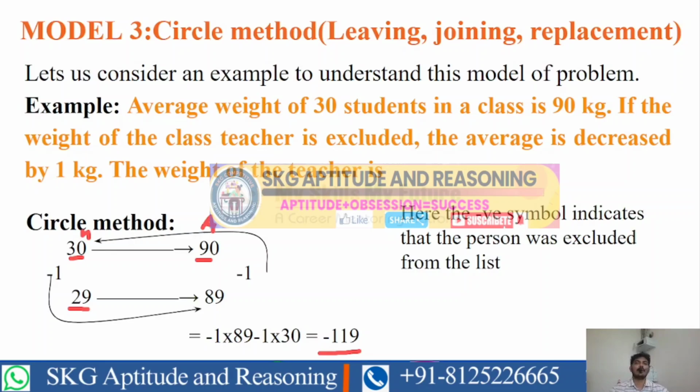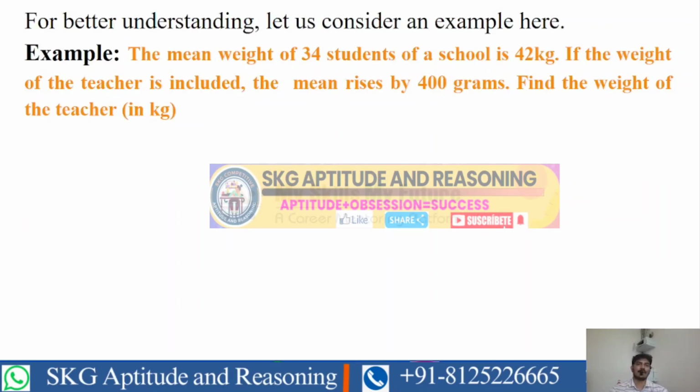Okay, we are moving to the next example problem. For better understanding, we are considering one more example. In the question, the mean or average, both represent the same thing. The weight of 34 students is given as 42 kgs. So there are 34 students, and for those 34 students, the average is 42 kgs.